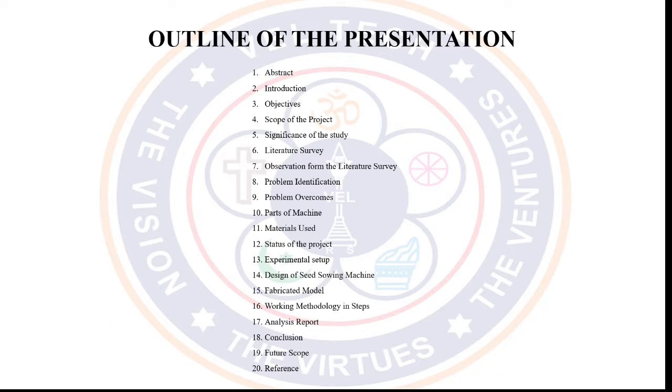10. Parts of machine. 11. Materials used. 12. Status of the project. 13. Experimental setup. 14. Design of seed sowing machine. 15. Fabricated model. 16. Working methodology and steps. 17. Analysis report. 18. Conclusion. 19. Future scope. 20. Reference.